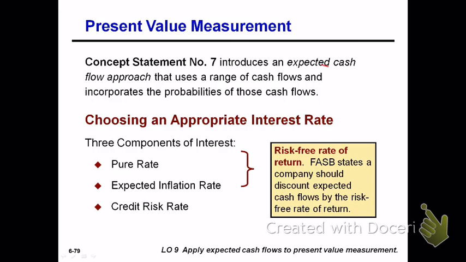Concept statement number 7 talks about the expected cash flow approach. This is why we end up having to use present values for things. So when we're doing that, we need to estimate or decide what the appropriate interest rate is. Usually the appropriate interest rate is a combination of the pure rate, which is the risk-free rate of return. Pure rate plus the expected inflation rate. That gives us the risk-free rate of return. That's what the government pays, basically. And then we have to adjust that based on the credit risk of the entity you're dealing with.